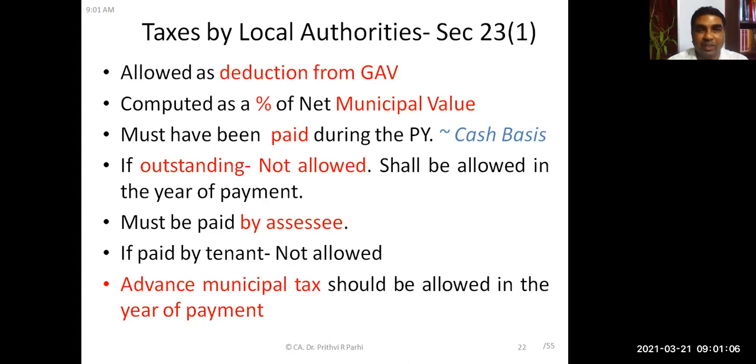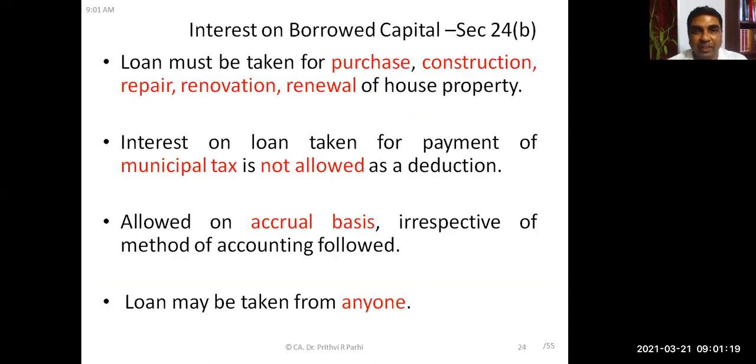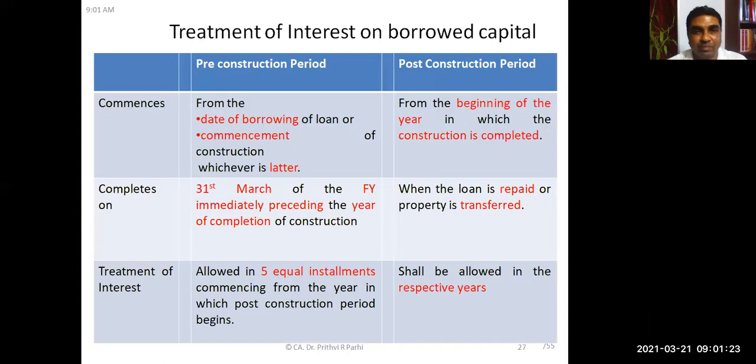Okay, then what are the conditions that are relevant for availing deduction under taxes charged by local authorities? That already we have discussed. Standard deduction I discussed, interest on borrowed capital I discussed. Then one more thing, what is pre-construction period and post-construction period? That concept we have also thoroughly discussed.